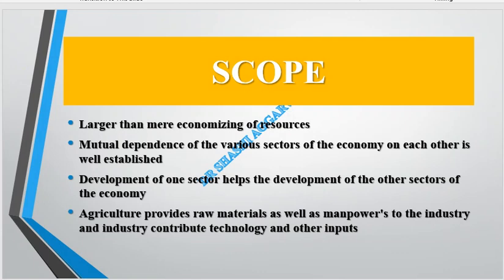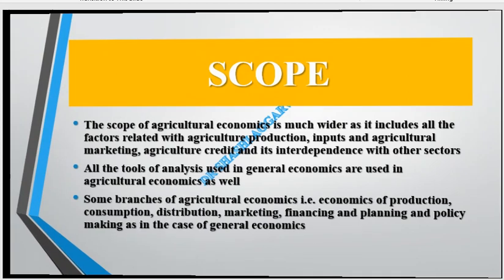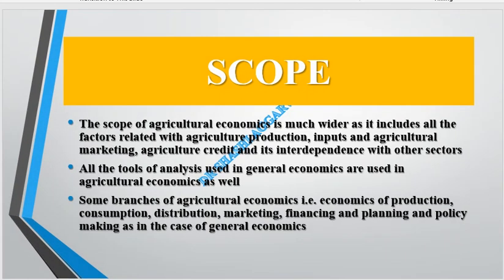Mutual dependence on the various sectors of the economy: development of one sector helps the development of the other sectors of the economy. Agriculture provides raw material as well as manpower to industry, and industry contributes technology and other inputs to agriculture. The scope of agriculture economics is much wider as it includes all the factors which are related to agriculture production.